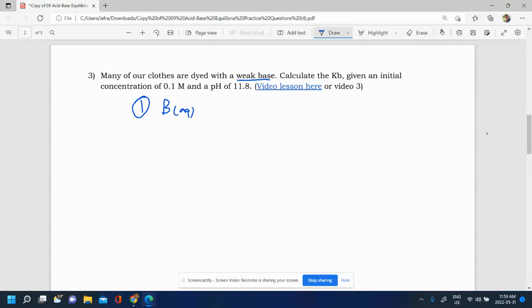And so when you have a weak base reacting with water, we know the base is going to accept the proton. And since it's weak, we have our double arrow, and we're going to have BH plus, because it accepted a proton, and the proton is positive. And since the water gave away an H, it's now going to be OH minus aq.